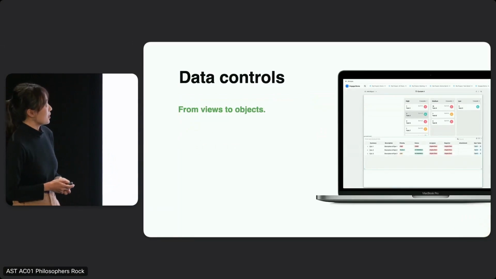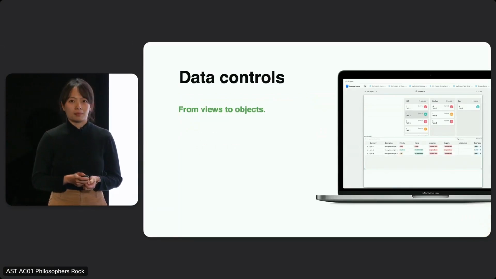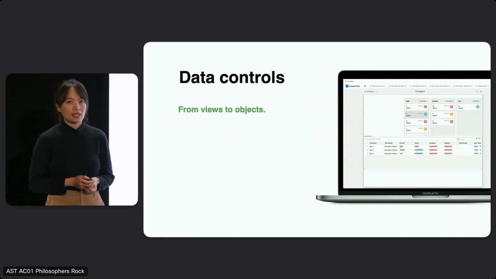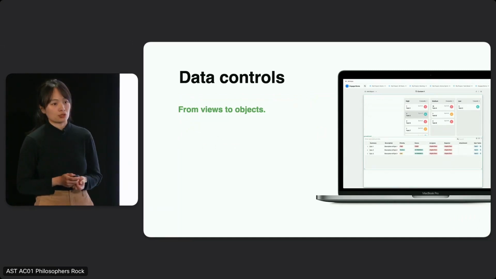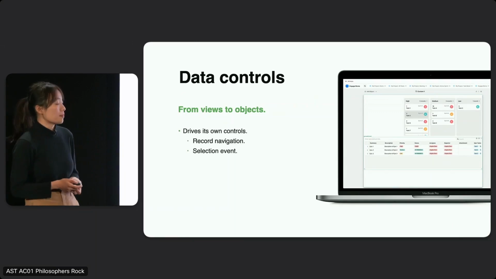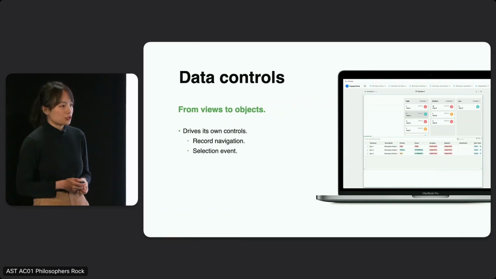Like you've seen, in Studio, we converted all the in-market views into a set of objects in your custom view, and we call them data controls. The power of these data controls is in the control. Each data control will now manage its own record navigation and drive its own selection events that will eventually populate the other controls in your application.